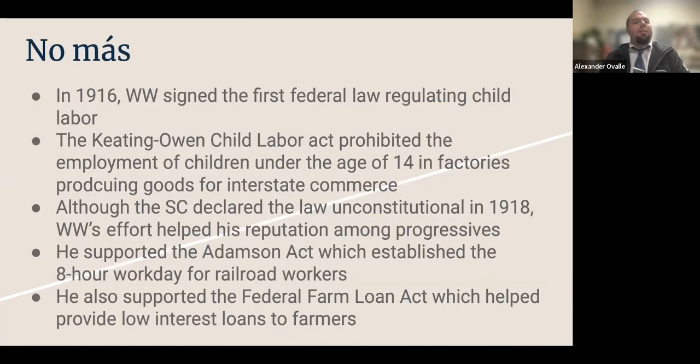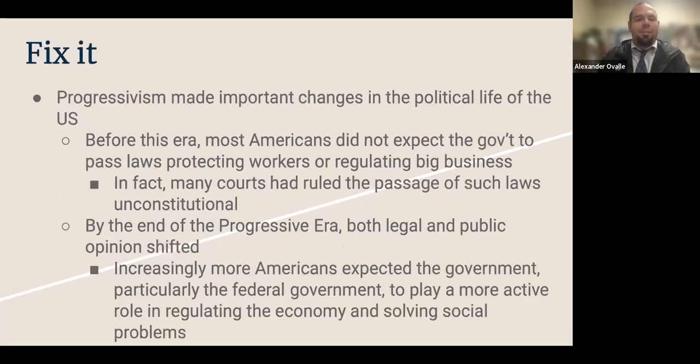In 1916, Woodrow Wilson signed the first federal law regulating child labor. The Keating-Owen Child Labor Act prohibited the employment of children under the age of 14 in factories producing goods for interstate commerce. Although the Supreme Court declared this law unconstitutional in 1918, Woodrow Wilson's effort helped his reputation among progressives. He supported the Adamson Act, which established the 8-hour workday for railroad workers. He also supported the Federal Farm Loan Act, which helped provide low-interest loans to farmers.